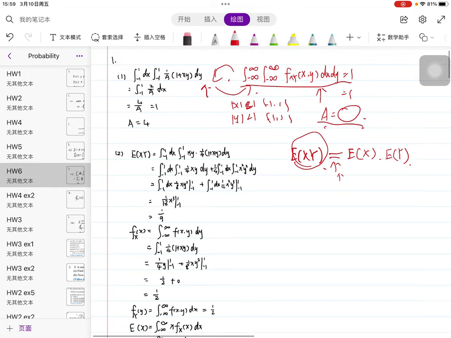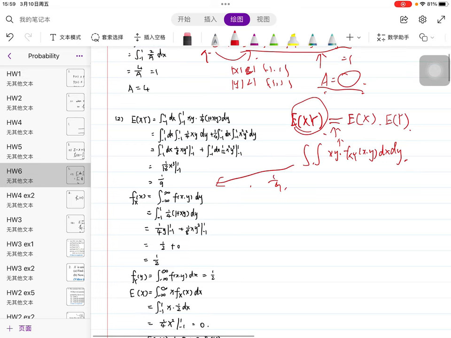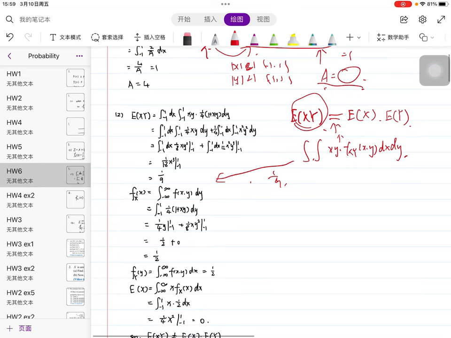So how to solve this? Also with the double integral, and we use xy times the density function dx dy. This is the definition of the expected value. By solving this, you could see that it equals 1 over 9. And then we need to calculate the expected value of X and the expected value of Y.